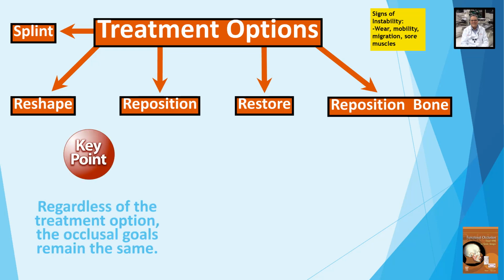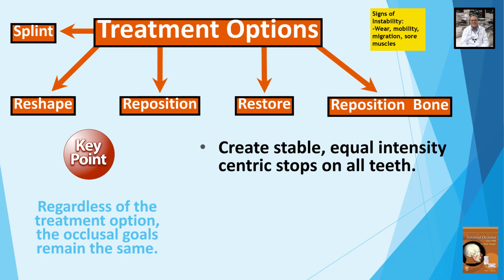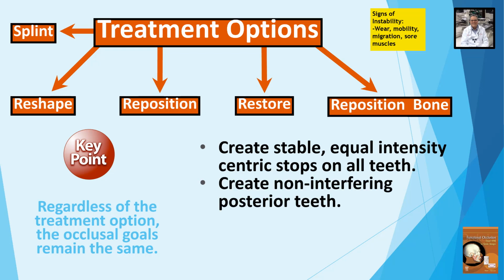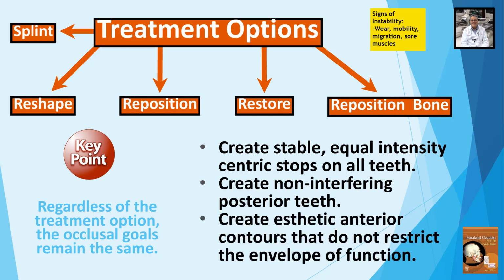The key point, though, is regardless of the treatment option, the occlusal goals remain the same. So what are the goals? Create stable, equal intensity centric stops on all teeth. Create non-interfering posterior teeth. Create aesthetic anterior contours that do not restrict the envelope of function. Five different ways to think, or combinations of, but one treatment goal.